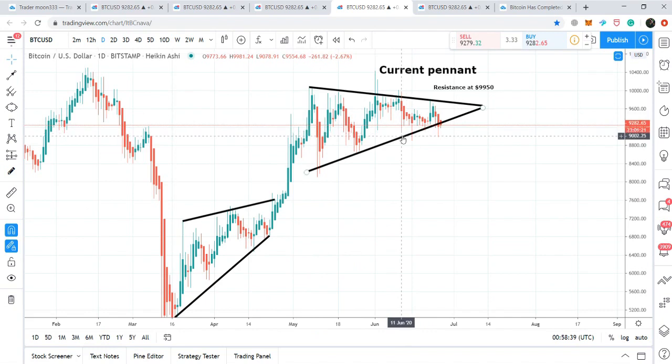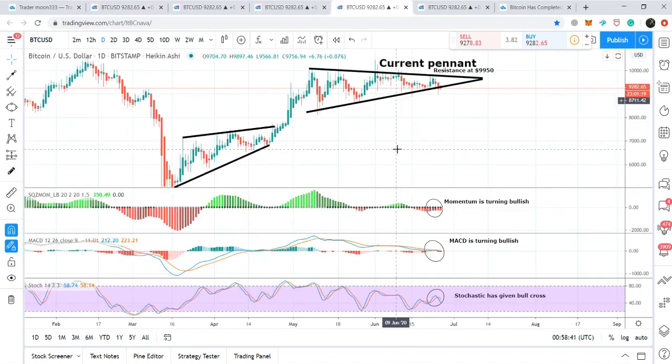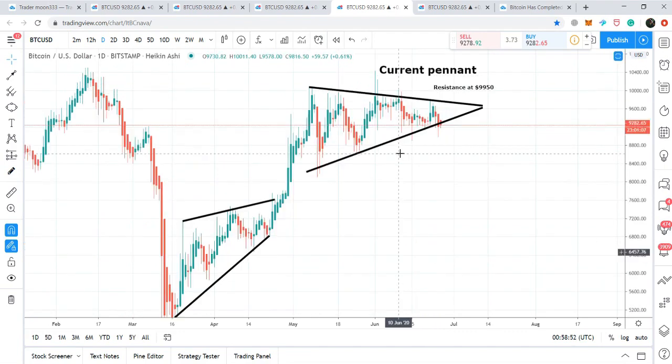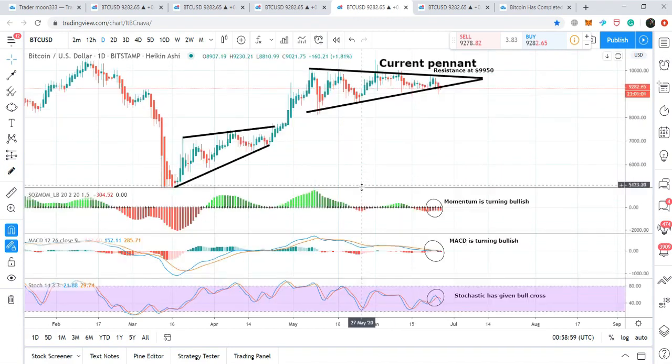And I was just looking at this pattern in combination with these three indicators. This is the momentum indicator, this is the MACD indicator, and this is the stochastic indicator. So previously, when the price action reached the support of this pennant here, we received a bullish signal by the momentum indicator, and the MACD also turned weak bearish, so it was turning bullish, and we received a bull cross from the stochastic.